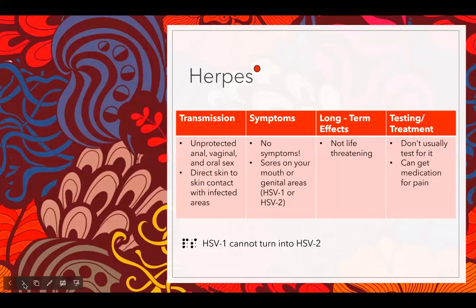Okay, so just don't engage in any sexual activity while you have an outbreak, and that way you don't spread it to your partner. Okay, now herpes, people call them cold sores sometimes or fever blisters. So those are any sores on your mouth or on the edges of your mouth. Anything inside the mouth is not herpes.